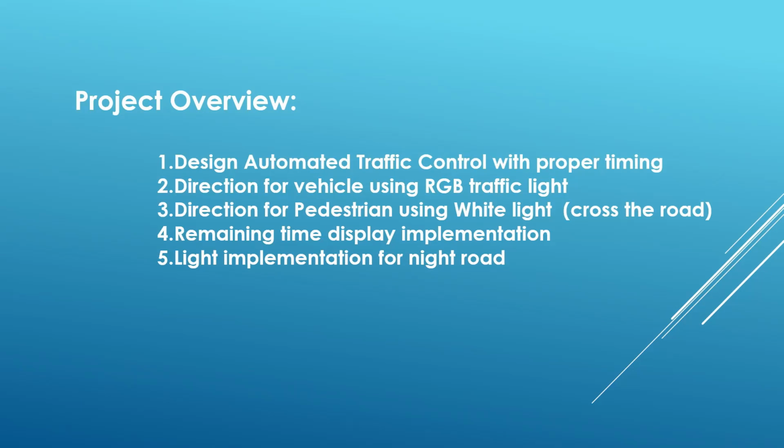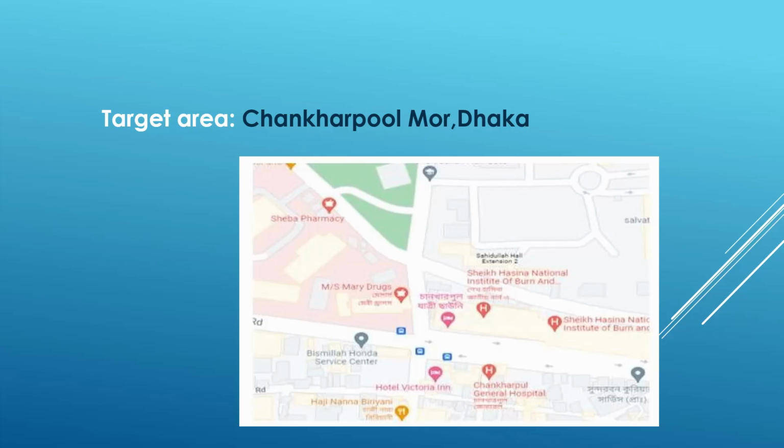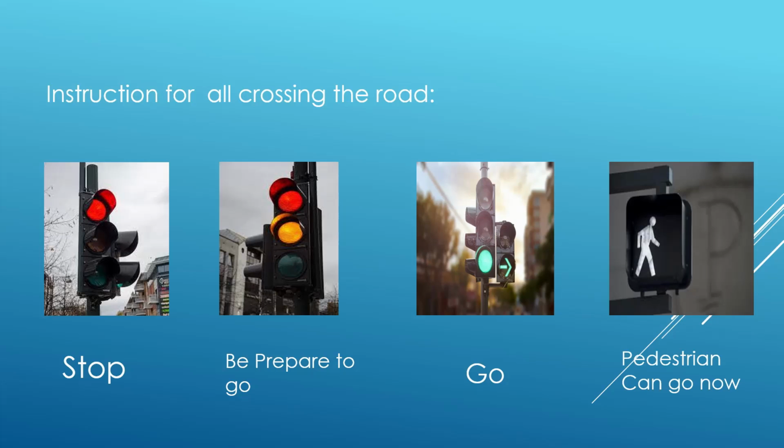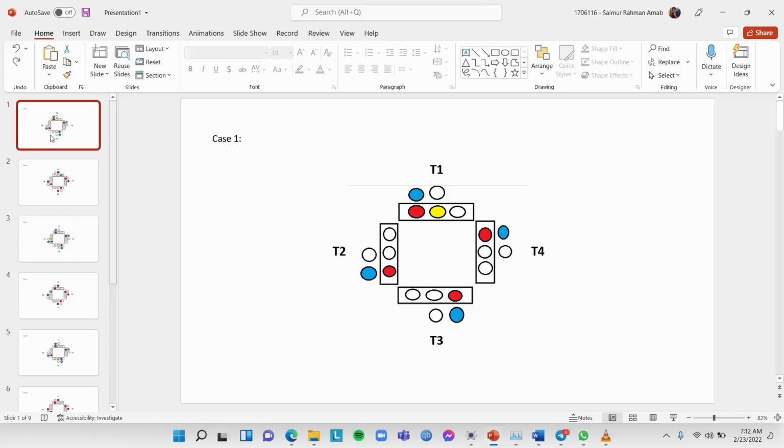We are assigned to make a traffic control system for one of the busiest roads of Dhaka, the Chankarpur Mor. This is a four-way intersection. To make traffic control simple, we have halted the movement of three ways and let one way pass. For passersby, we have used white light and red light. And this is our approach.